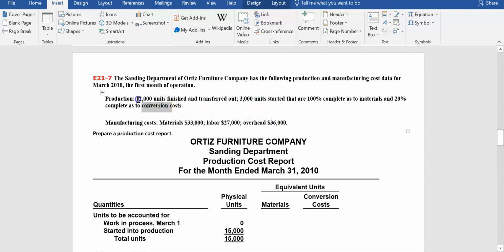Well, if you think about it, if these units were finished and transferred out, they had to have had all of the materials and all of their conversion cost efforts added. However, the 3,000 units that are still being worked on had all their materials, but they hadn't had all of their conversion added to them yet. That's why they're not complete.